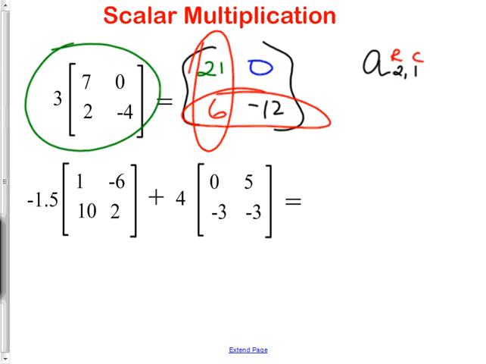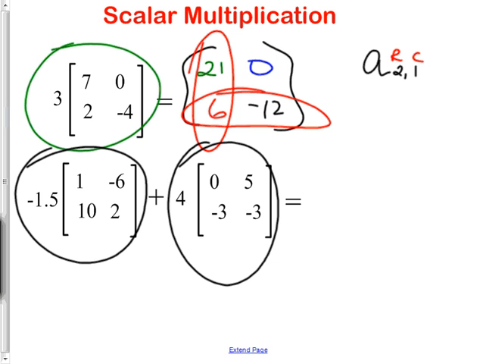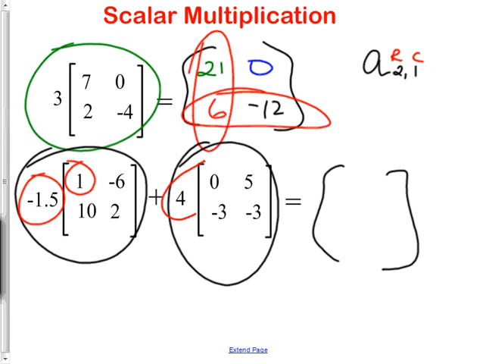Really on this, it's just combining this with adding. So you'd find this answer, and you'd find that answer, and then you'd put the answer in the corresponding spot. So, for instance, -1.5 times 1 makes -1.5. Plus the 4 times the 0, which makes 0. What's the answer? -1.5.